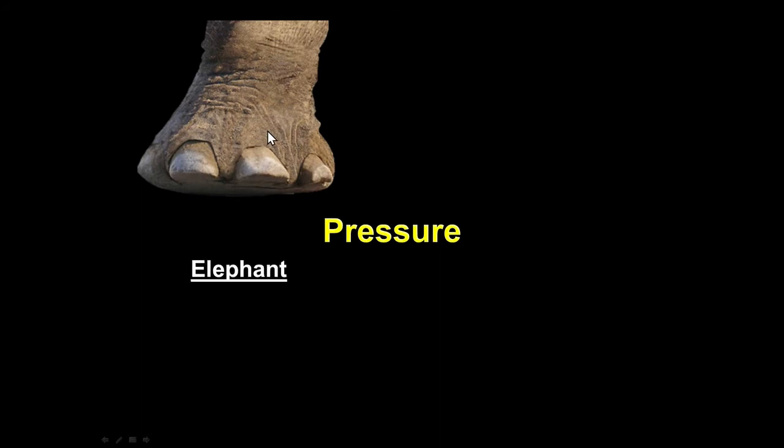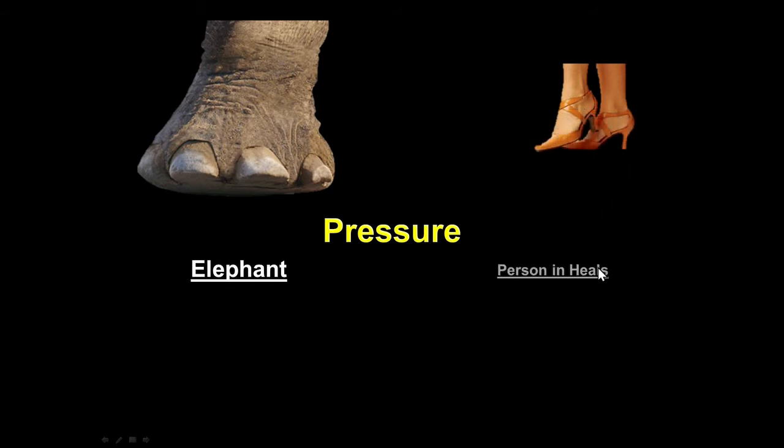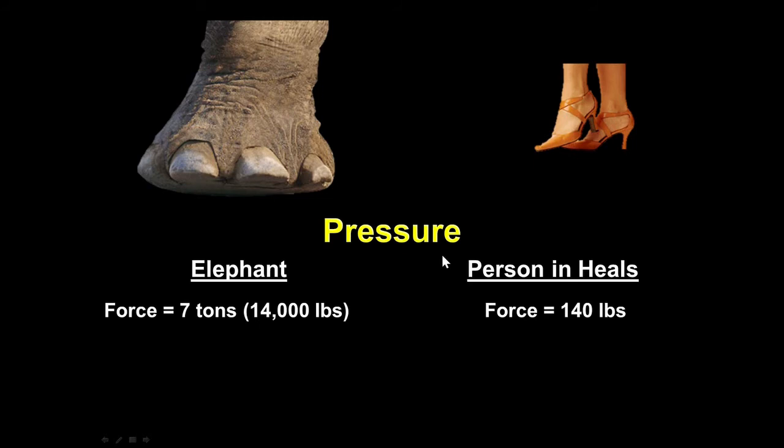So pressure. And if we had an elephant, if you could imagine an elephant rocking back on 1 foot, and a person here in high heels rocking back onto 1 heel, which one is going to put more force on the ground? And if you're not careful and didn't listen to the question, it was which one puts more force on the ground? And that's the elephant. If it weighs 7 tons, it puts 14,000 pounds of force on the ground. The person here, if they weigh 140 pounds, they just put 140 pounds of force on the ground.